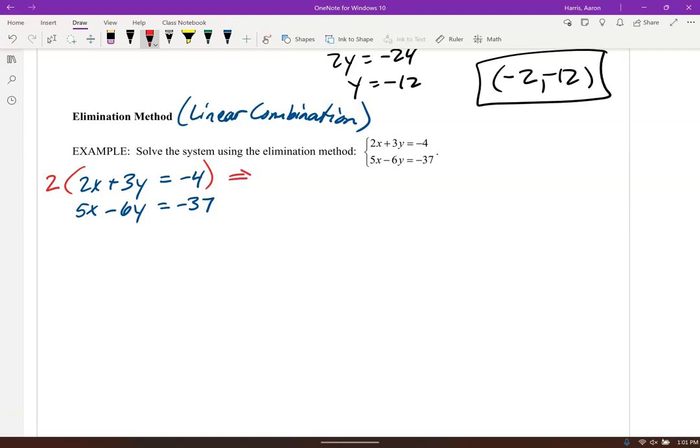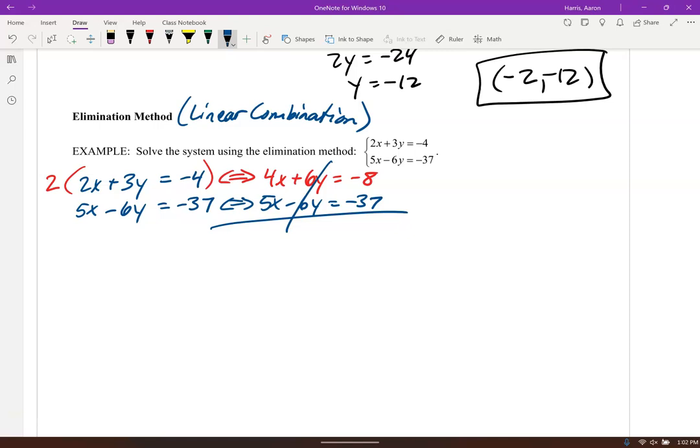Both sides of the equation. I got to keep the equation the same. So I multiply one side by 2 and the other side by 2. And that's what we have. The bottom one stays the same. And now notice those eliminate when I add them up.